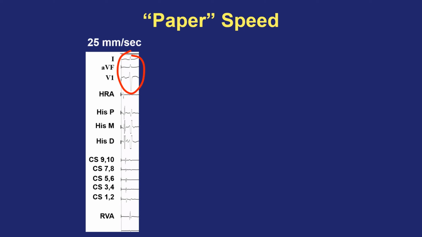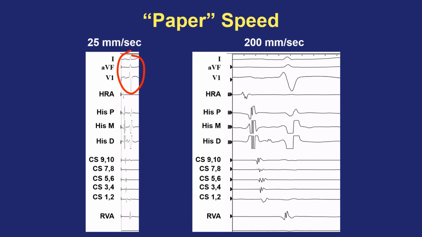As a consequence, we actually display usually at 4 or 8 times that speed on the screen in the EP lab, so it looks something like the image on the right, which is shown at 200 millimeters per second. So now the surface EKG looks a little funny because it's stretched out horizontally. However, the electrograms are stretched out as well, which can be very helpful when we're talking about measuring intervals between one electrogram and another, or looking at the sequence of things, which is much clearer now that we've stretched things out compared to the image on the left.